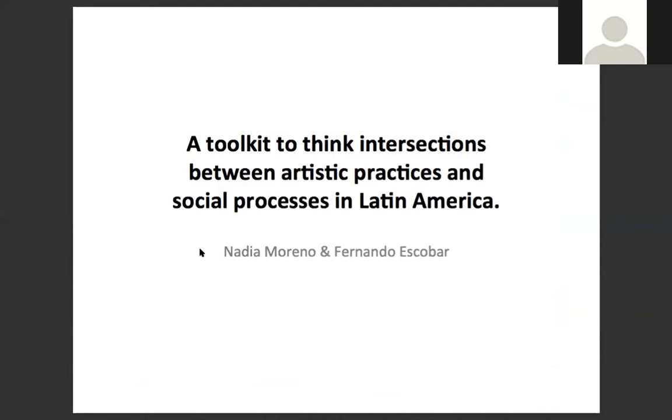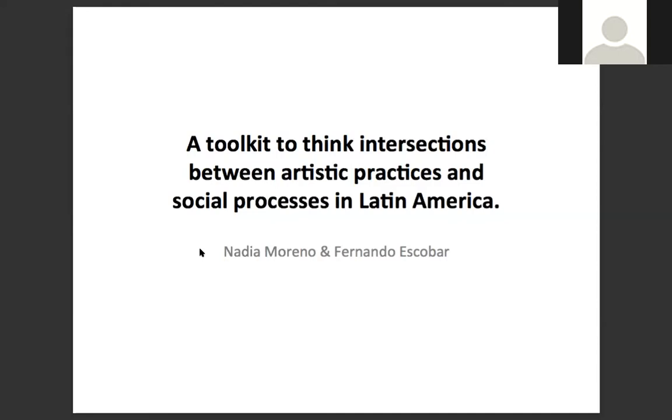Our presentation is titled A Toolkit to Think Intersections Between Artistic Practices and Social Process in Latin America. We want to share what we call a toolkit, not only for research practice in an academic sense. We are professors in university, but as Fernando is going to explain now, we have also been art practitioners, and we think this toolkit could be useful for some of you to think about these processes and practices in this region. But we also want to discuss with you if this toolkit could be useful for other contexts.